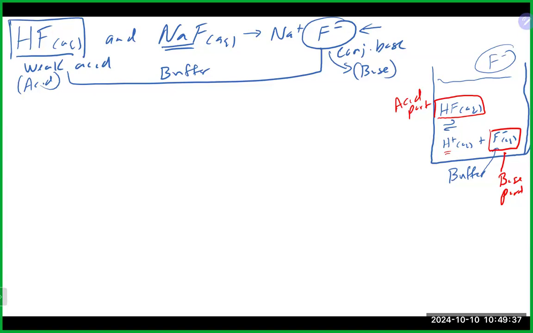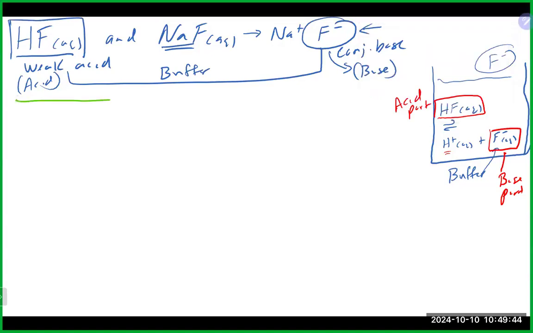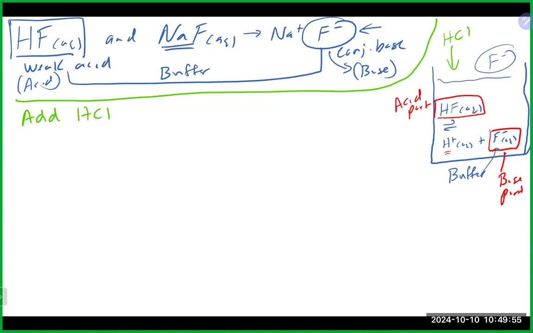So now that we have our buffer, what's going to happen when I add my acid to it? We'll take the same acid that we used previously, and I'm going to add my hydrochloric acid to this guy, right? So I'm going to take my HCl, and it's going to drop in. And we know that HCl is basically going to come in as H plus and Cl minus, right? So that's basically what's going to drop in. When I add hydrochloric acid to this buffer, it's going to react with the acid part of the buffer or the base part of the buffer.